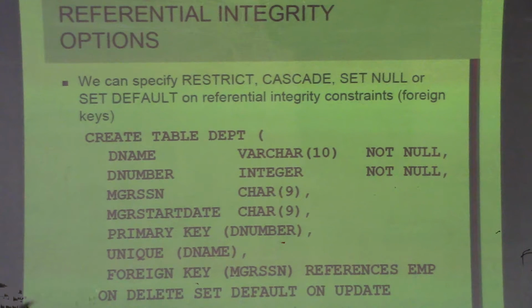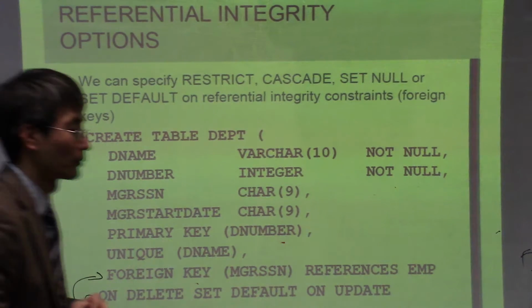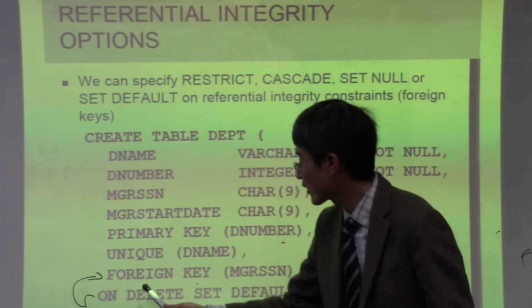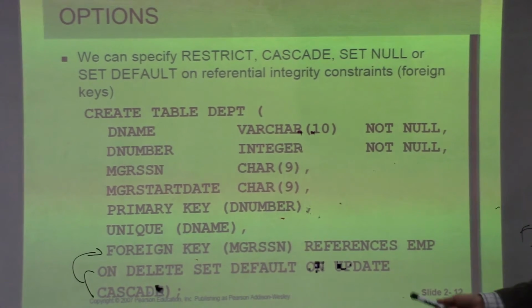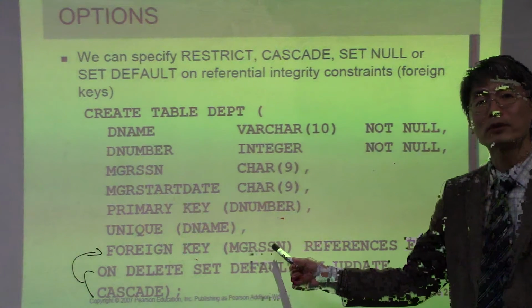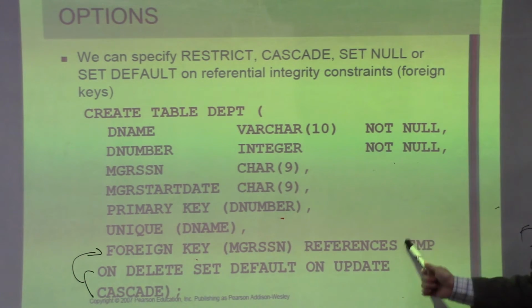What about this one? What does it mean? This is the syntax for the foreign key. This means in case the data is deleted, delete of what? Manager social security number. What happens to the employee?